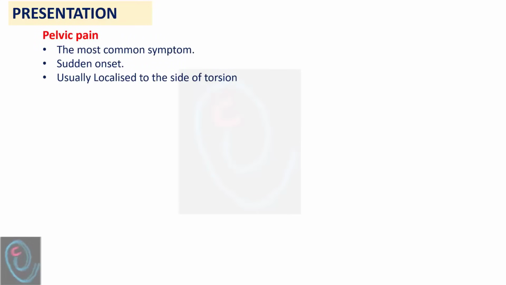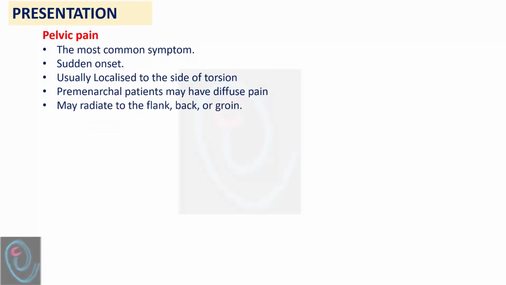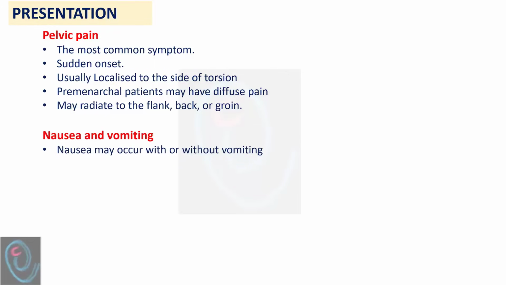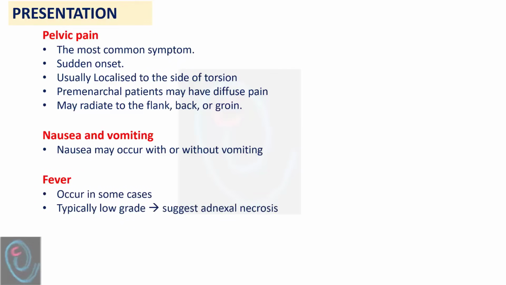Regarding presentation, pelvic pain is the most common symptom of ovarian torsion, characterized by sudden onset. It is usually localized to the site of torsion. However, it may be diffuse, especially in premenarcheal girls. The pain can radiate to the flank, back, or groin. Nausea and vomiting are common symptoms associated with ovarian torsion. Nausea may occur with or without vomiting. Fever can present in some cases of ovarian torsion, but it is typically low grade.